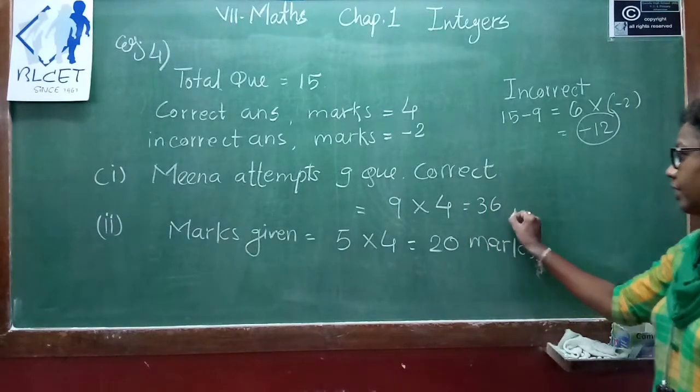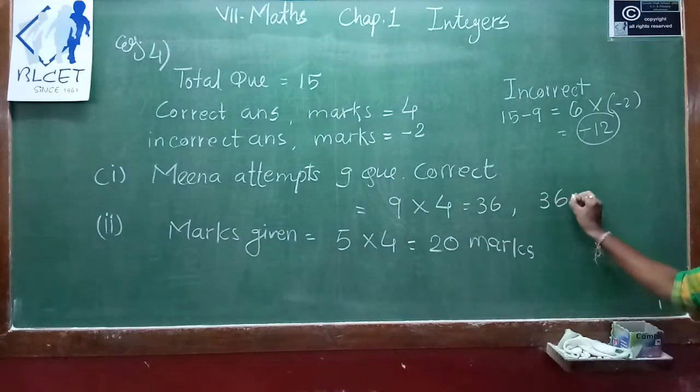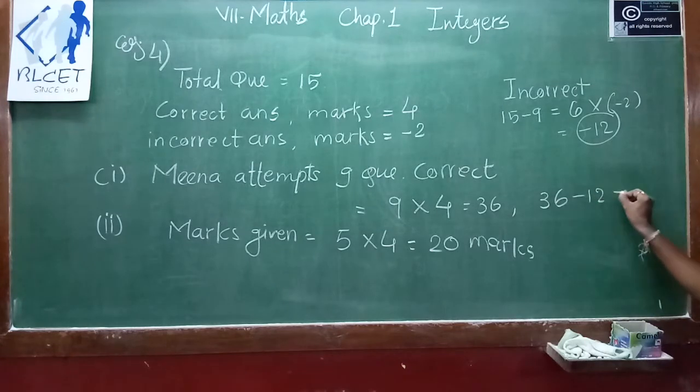So Meena's score is what? 36 minus 12. So what is the answer? 6 minus 2 is 4, 3 minus 1 is 2, so 24. So Meena's score is 24.